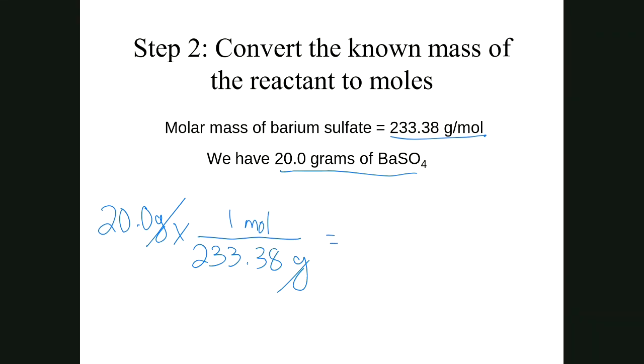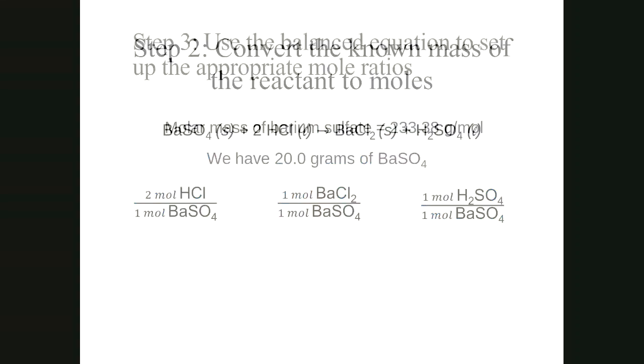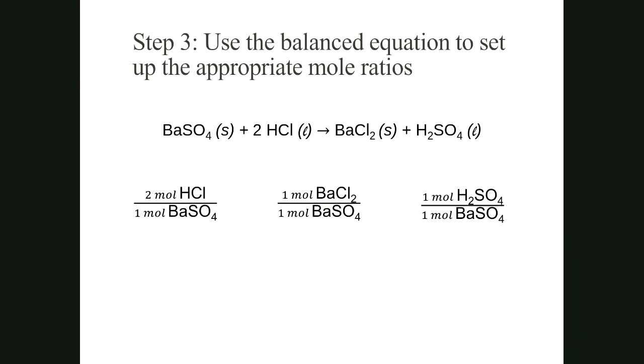20 divided by 233.38 grams. So we end up with 0.0857 moles of barium sulfate. All right, so now we have moles of our known reactant. So let's move on. All right, so we're going to use our balanced equation. We have 2 hydrochloric acids and 1 of everything else to set up appropriate mole ratios. Sorry, these should be aqueous.